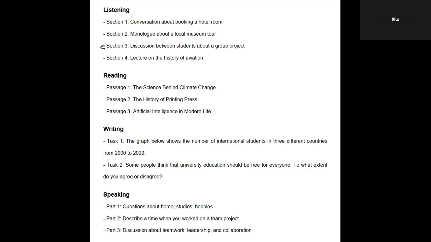And here in the listening, we have four sections. For example, the first section is about a conversation and booking a hotel. For example, this is a mock test, a similar question that might come or not. We have a monologue about a local museum tour. We have a discussion between students about a group project. We have a lecture on the history of aviation. Look here, you have four sections of listening, and they are about 40 questions.